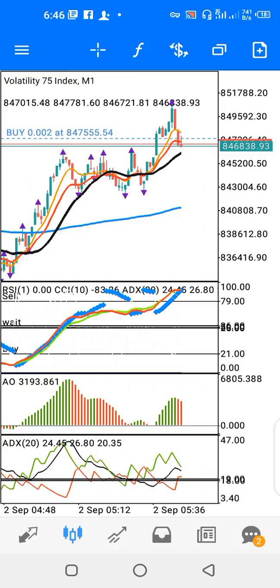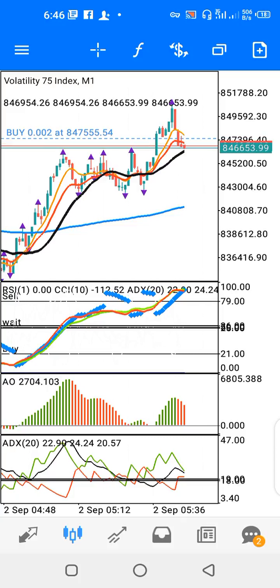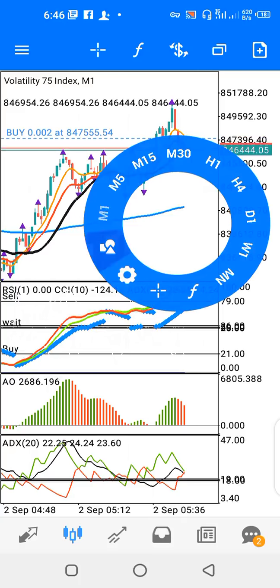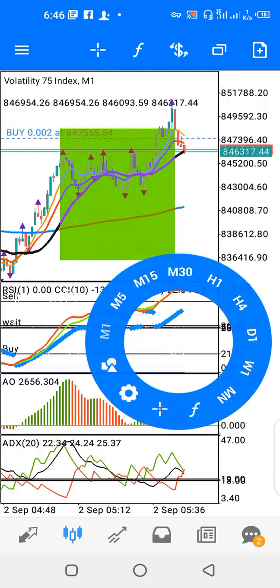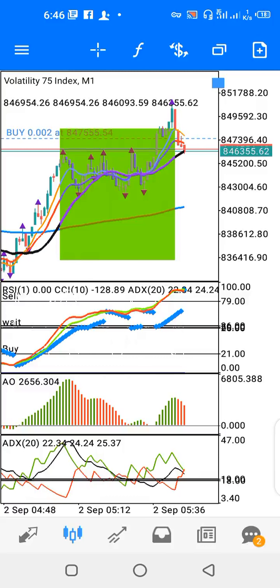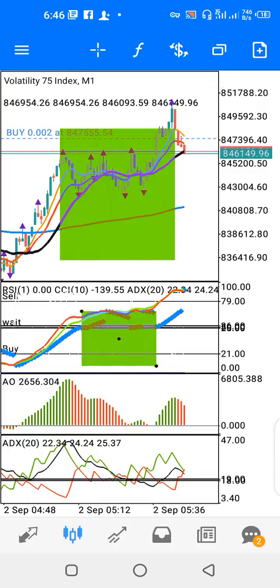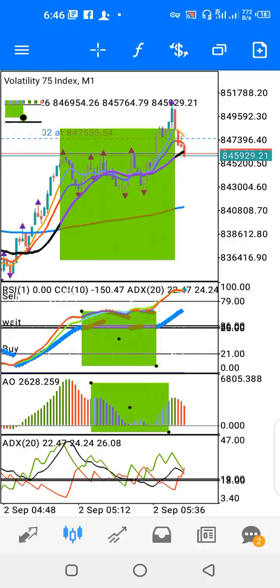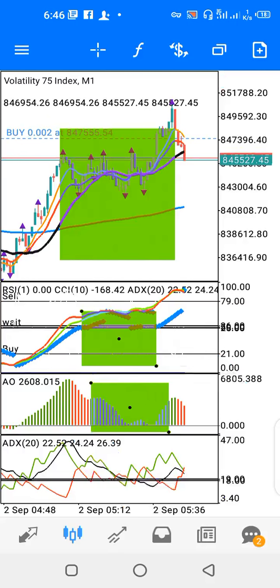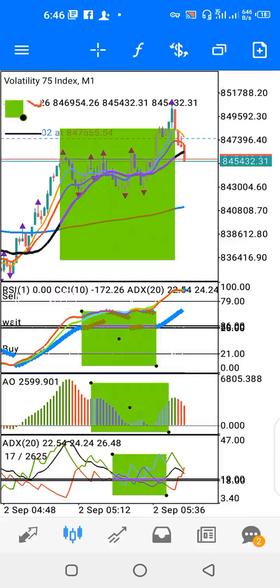Okay, now I have some indicators on the MT5 chart, and the chart is divided into four windows. I have the main window. This is my main window. All right, I have indicator window 1. I have indicator window 2, and I have indicator window 3.